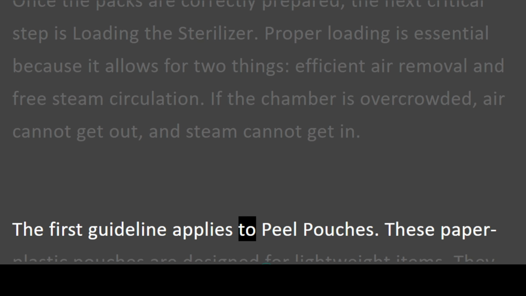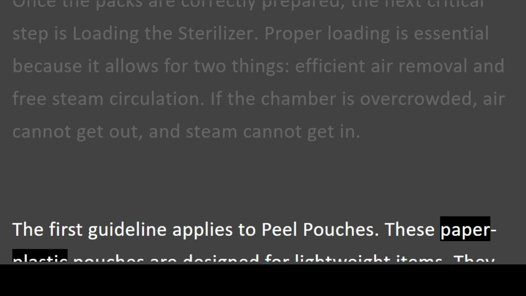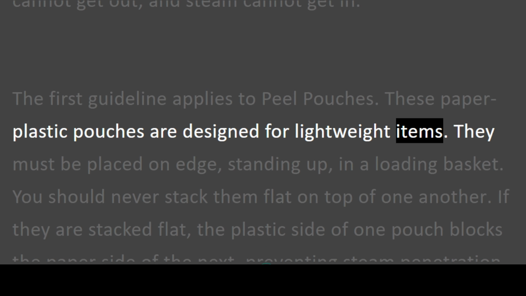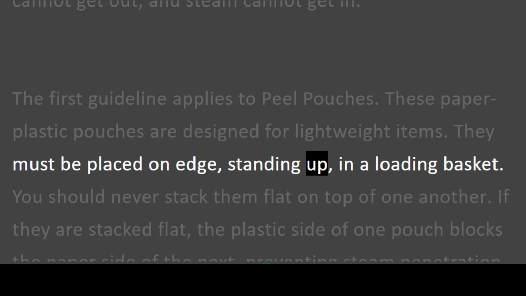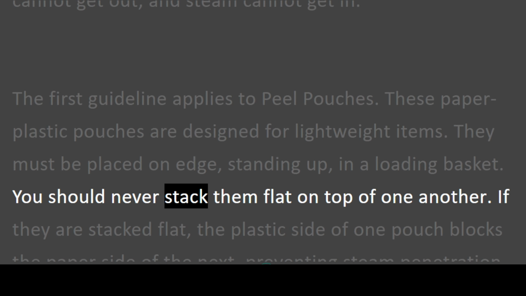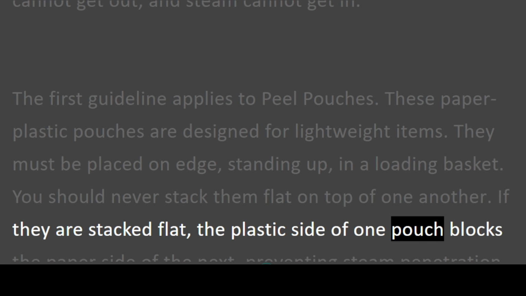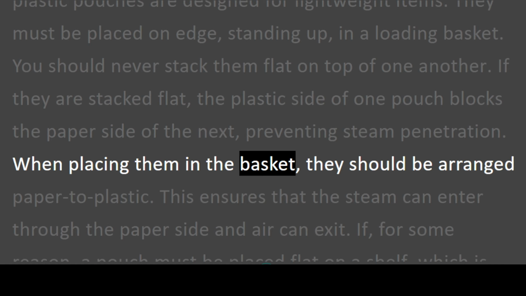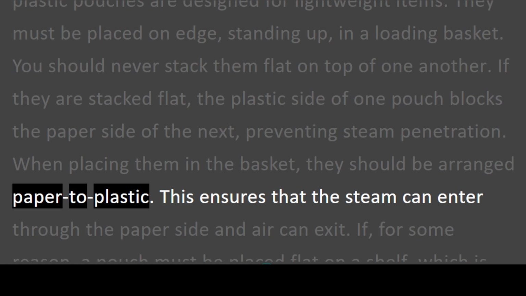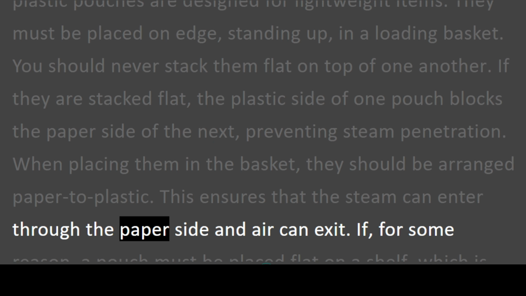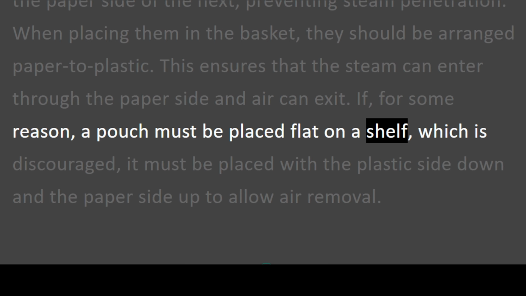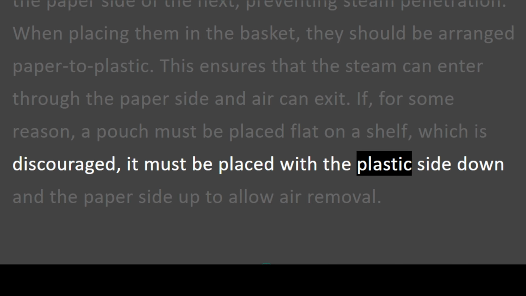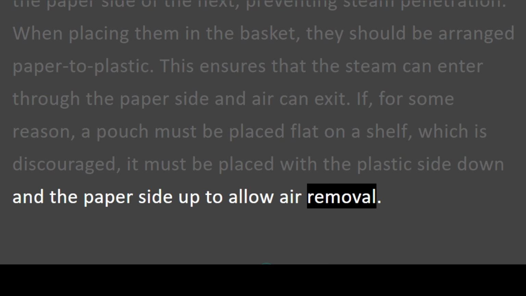The first guideline applies to peel pouches. These paper plastic pouches are designed for lightweight items. They must be placed on edge, standing up, in a loading basket. You should never stack them flat on top of one another. If they are stacked flat, the plastic side of one pouch blocks the paper side of the next, preventing steam penetration. When placing them in the basket, they should be arranged paper to plastic. This ensures that the steam can enter through the paper side and air can exit. If, for some reason, a pouch must be placed flat on a shelf, which is discouraged, it must be placed with the plastic side down and the paper side up to allow air removal.